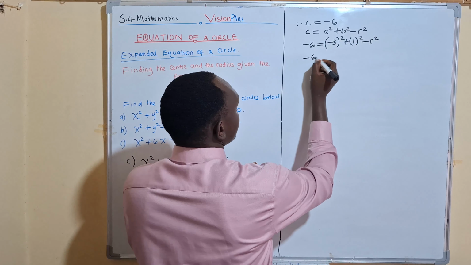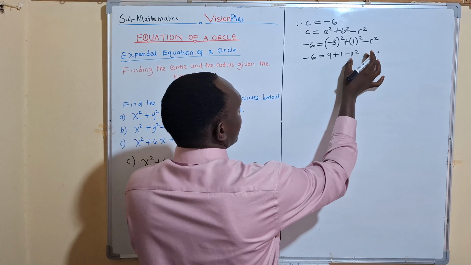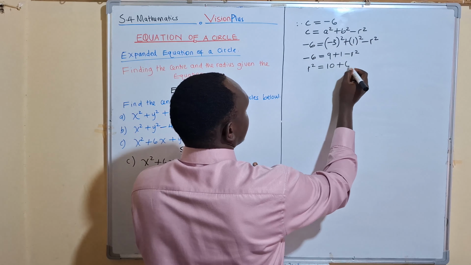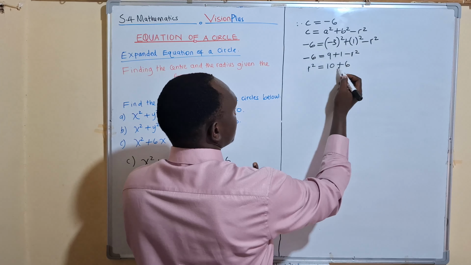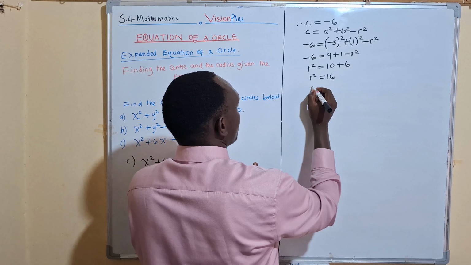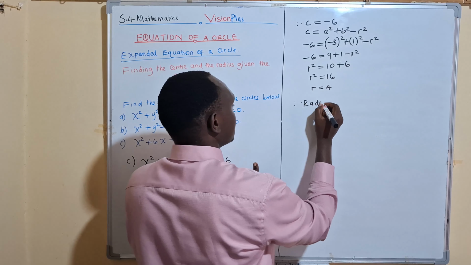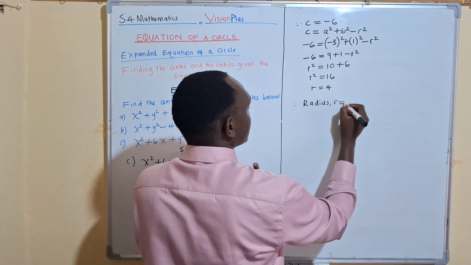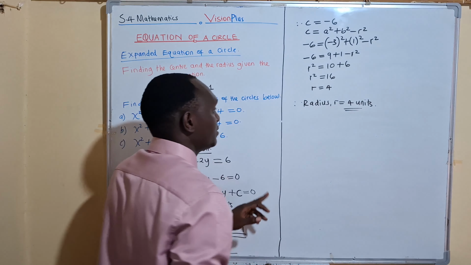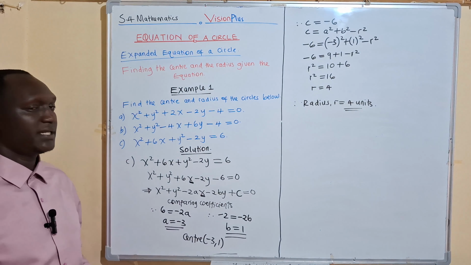That means we shall have negative 6 equals 9 plus 1 minus r squared. If I carry negative r squared to this side, I have r squared equals 10 plus 6. This is 10. If 6 comes, it is positive. That means r squared equals 16. Take the square root, it means r equals 4. Therefore, the radius r is 4 units. So this is the center, and that is the radius of the circle in part C.